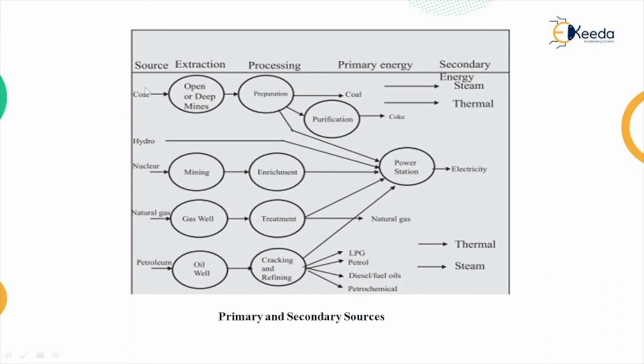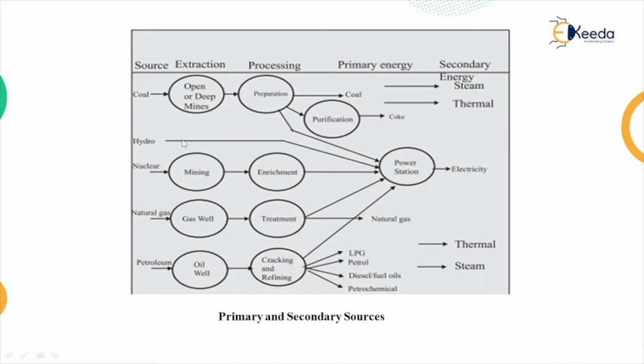Here we have given a source, coal. Coal is extracted from deep mines. Then it goes through some processing, which will be discussed in the coal power plant. Then it is given as input to the power station, and we get the output as electricity.